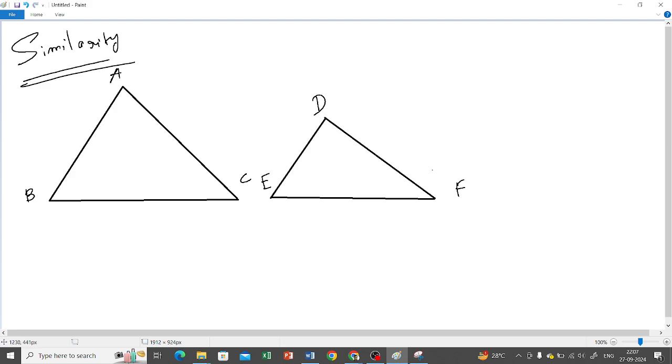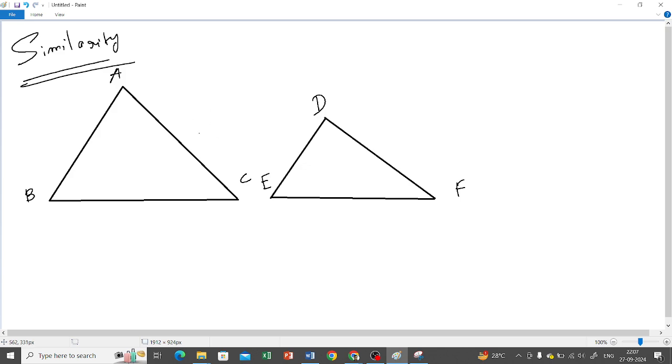So similarity means to prove that two triangles are similar, not congruent. Congruent means identical. Similar means they are what? They are similar. Like you see these two triangles are similar but they are not congruent, right? These two triangles are similar but not congruent.